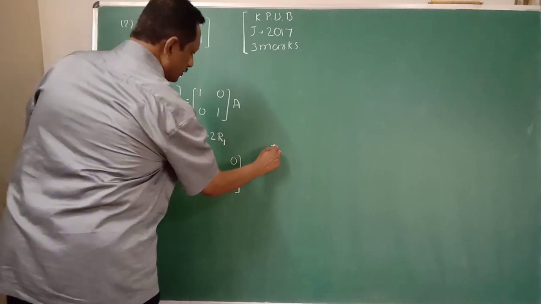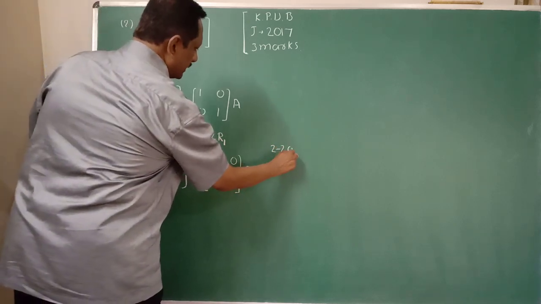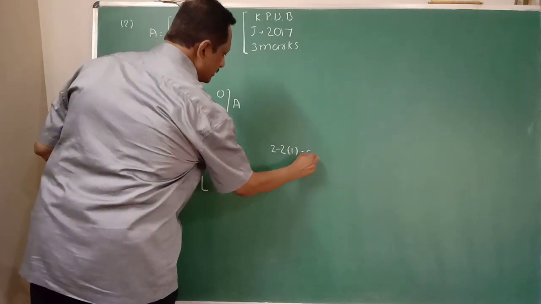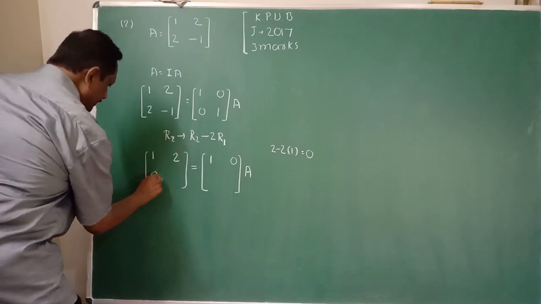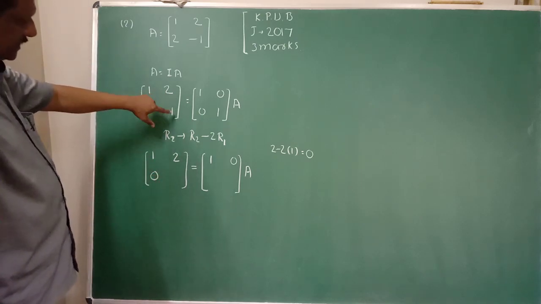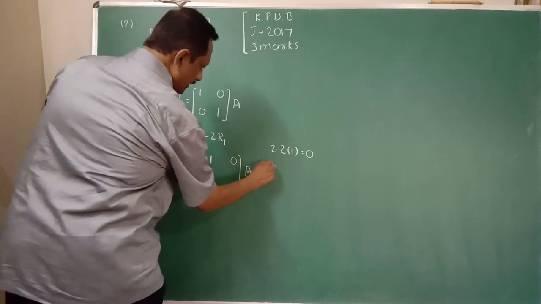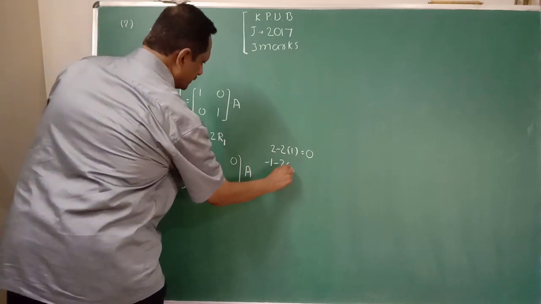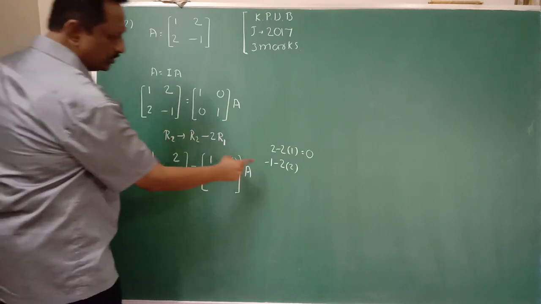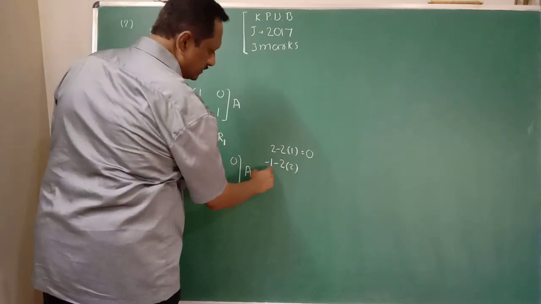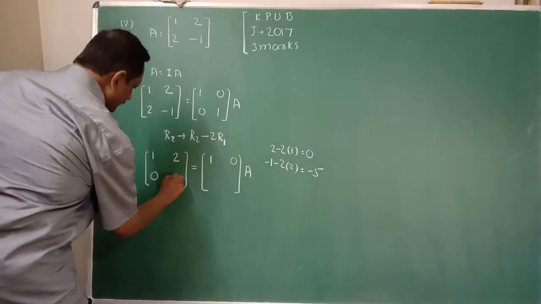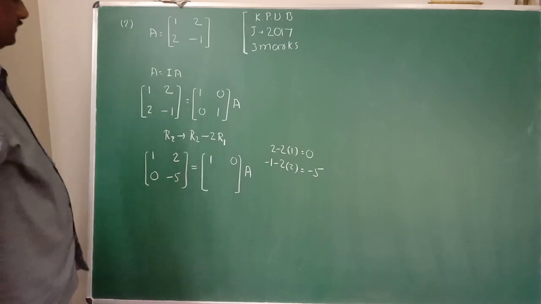Hence 2 minus 2 into 1, it becomes a 0 here. Then multiply by 2 and subtract here. So minus 1 minus 2 into 2. 2 2s are 4, so minus 1 minus 4 becomes minus 5. So right here minus 5.